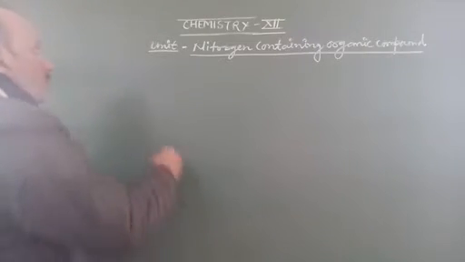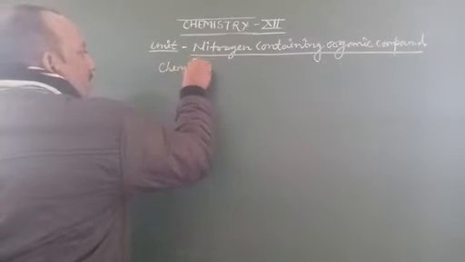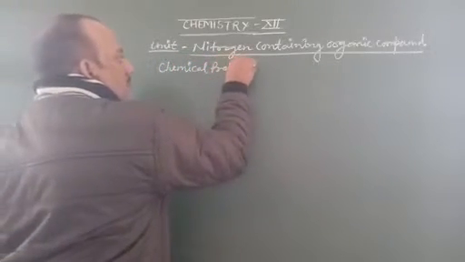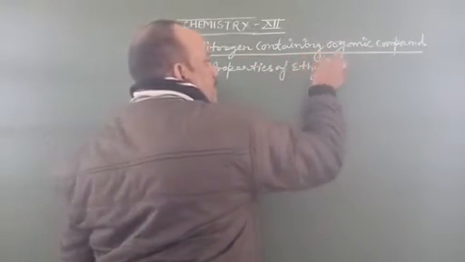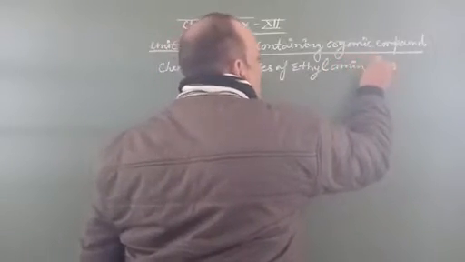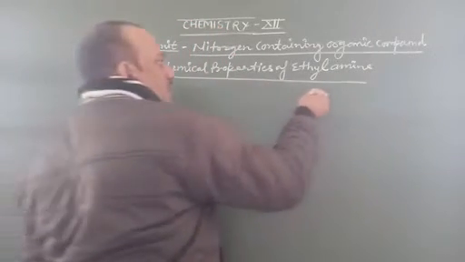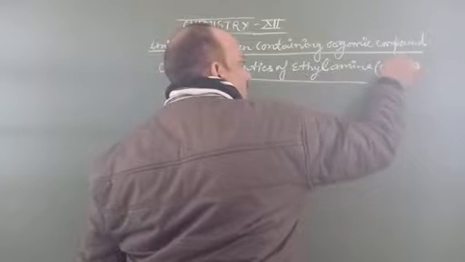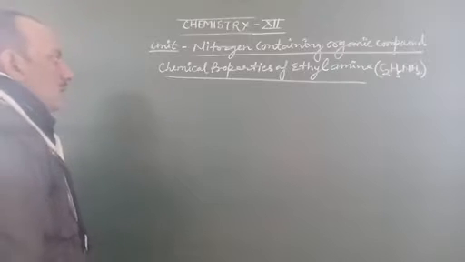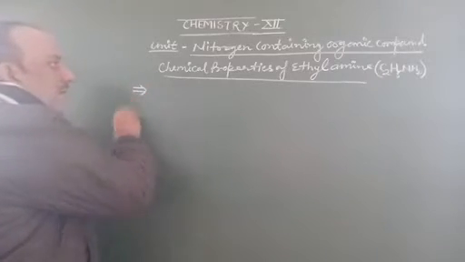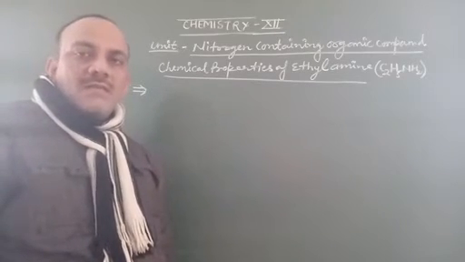Students, today we are going to discuss the chemical properties of ethylamine. Its formula is C2H5NH2. Here we start another chemical reaction because we also discussed their chemical properties in the previous class.